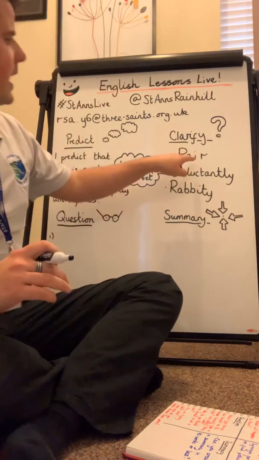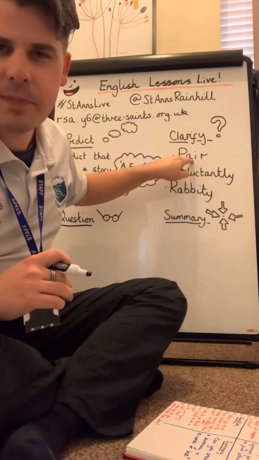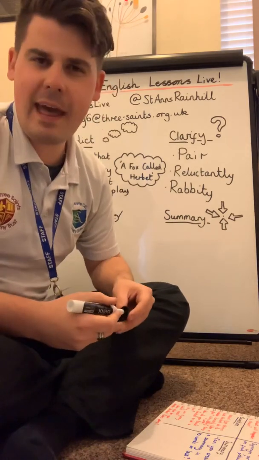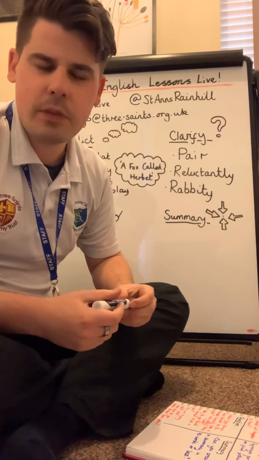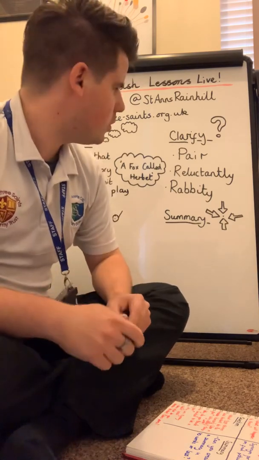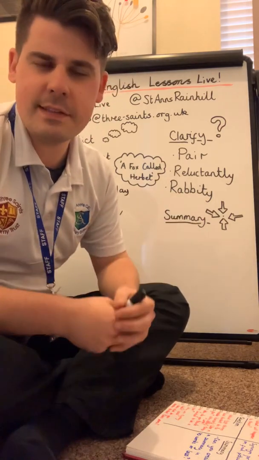So let's start off again. What do you think the word pair means? It's not the pear that you eat, like an apple or a pear. It's not that. It said that he had a pair of short red ears. If you think you know, write it down on your piece of paper. Well, a pair means to have two of something, isn't it?